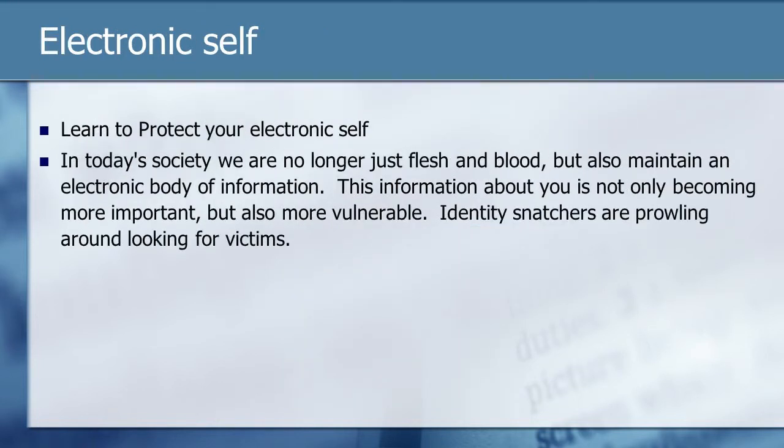You want to protect your electronic self. In today's digital society, we're no longer just flesh and blood. We're also an electronic body of information.